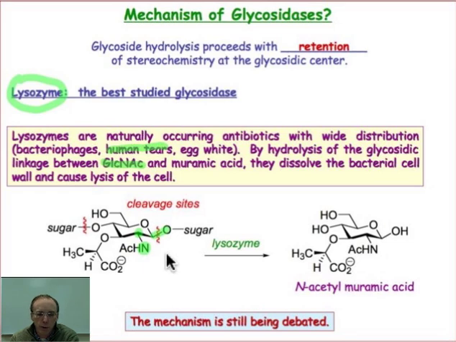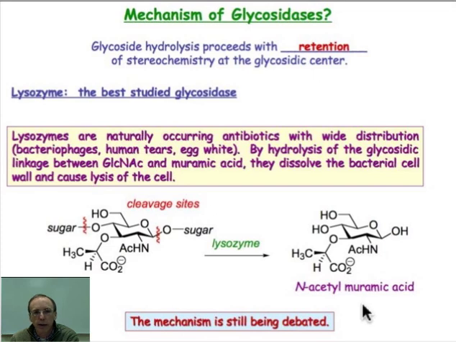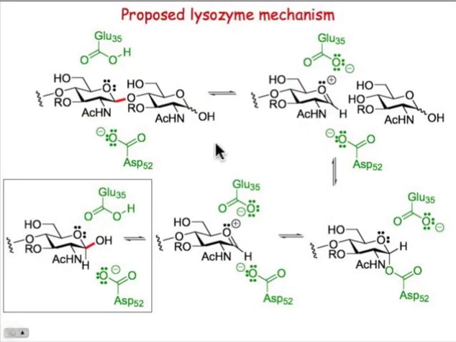But the key point that I want you to take away from this slide is that it does so with retention of stereochemistry at that anomeric position. This beta glycoside bond is cleaved, and the hydroxyl group on the resulting product, muramic acid, is this beta hydroxyl group. So how does it cleave with retention of stereochemistry? Some of the details of the mechanisms are still under debate, but the key point and an idea on how this retention of stereochemistry comes about is shown here.